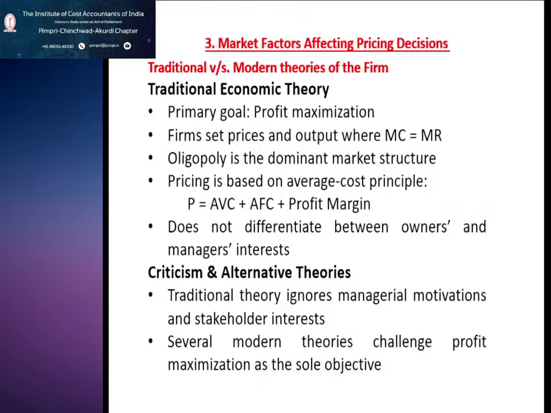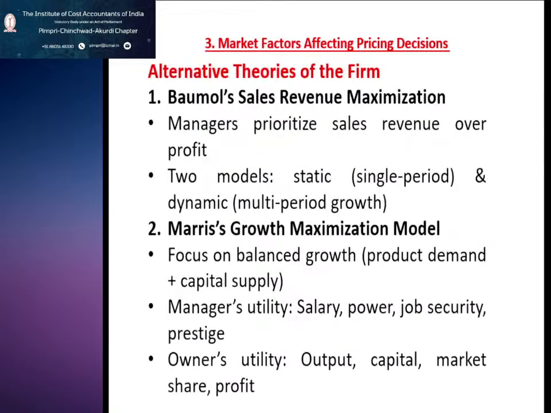So we are on the third chapter of Module 3, which is about market factors affecting pricing decisions. Chapter 2, which is about the profit maximization theory, I will be taking in the next session. Currently we are seeing the criticism of and alternative theories to the traditional theory. The criticism is that it ignores managerial motivation and stakeholders' interests. Several modern theories challenge profit maximization as the sole objective, and that's where the alternative theories arose.